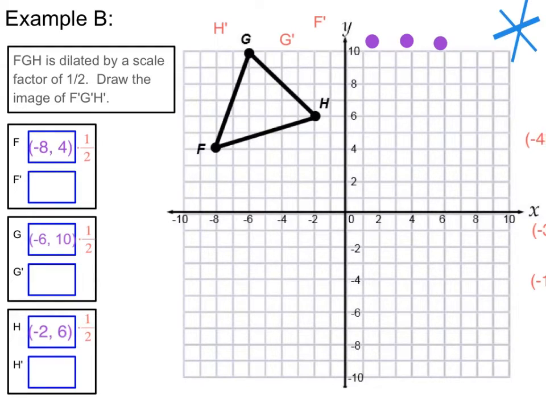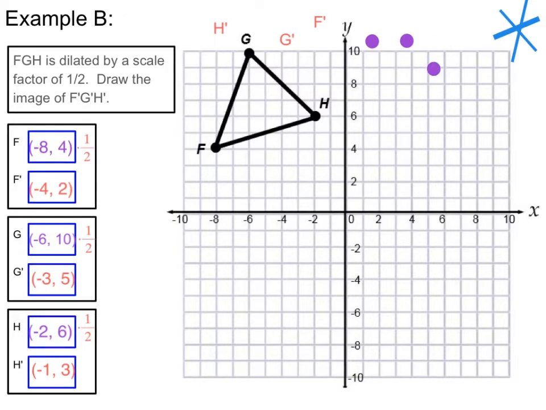So negative 8 times 1/2 and positive 4 times 1/2 is going to give me negative 4, 2. Negative 6 and 10 times 1/2 is going to be negative 3 and positive 5. And negative 2 times 1/2 and positive 6 times 1/2 is going to give me negative 1, 3. So there again, I've got all of my points. I've performed my dilation. And again, since I'm multiplying by a scale factor that's less than 1, or a fraction, my points should get smaller, and they should get closer in on the origin. So let's just make sure that my shape did that.